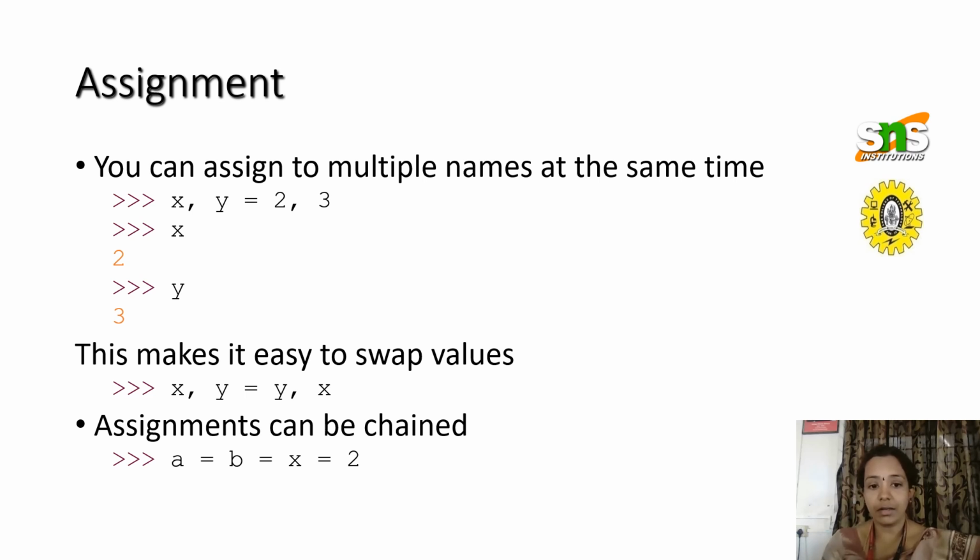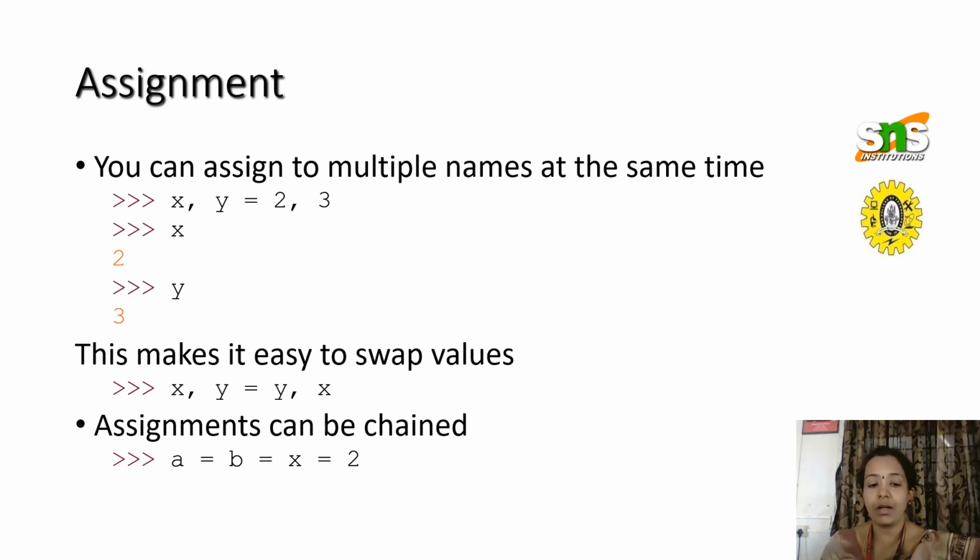Instead of giving x is equal to 2 and y is equal to 3 in two command lines, I can also represent x comma y is equal to 2 comma 3, where I am reducing the command lines. Python is mainly used to reduce the command lines and make the coding simple. I can swap the values between two variables. x comma y is equal to y comma x, which means the x value will be swapped with y and the y value will be swapped with x.